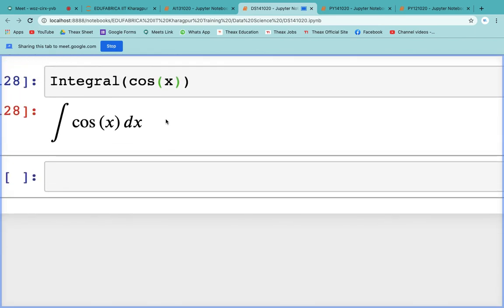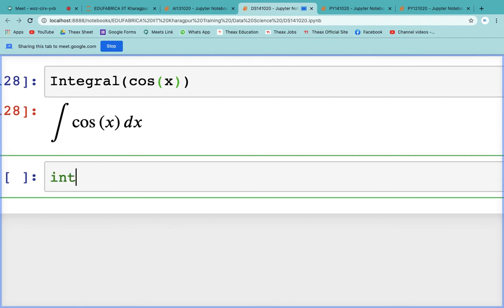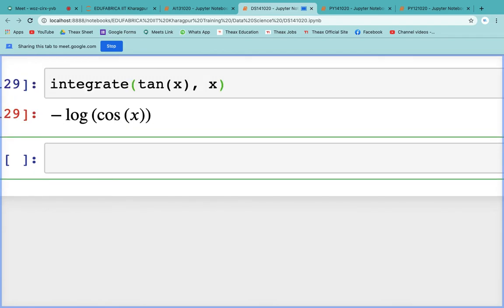Let's talk about the x, right? So integral, like the derivative, if you want to express it simply, you can write this integral. When doing the integration, you have to write integrate. Okay, easy. Integrate of tan x with respect to x, and minus log of cos of x.